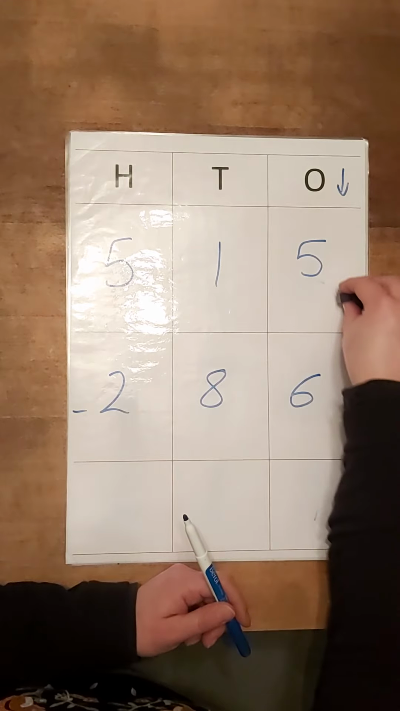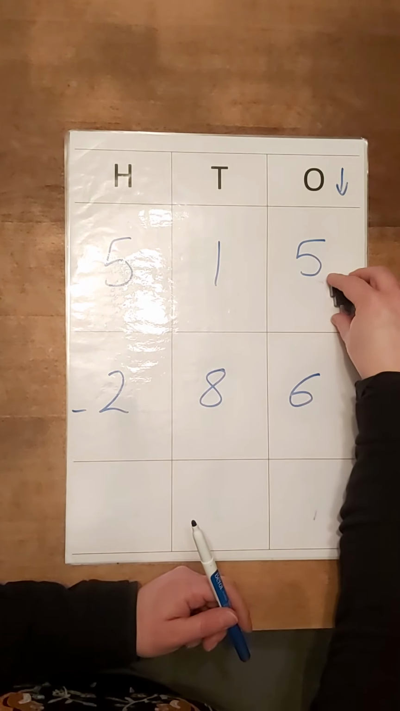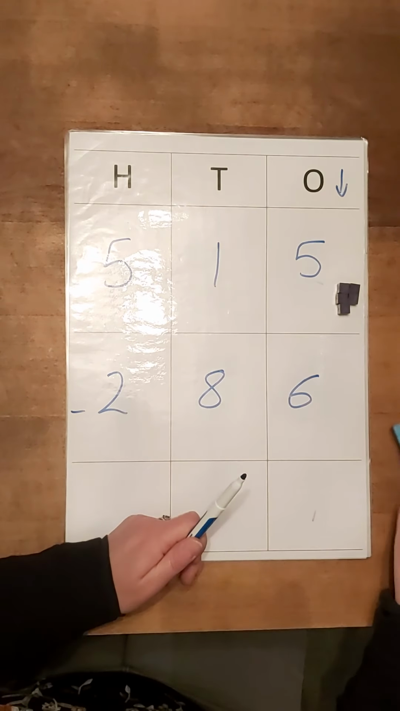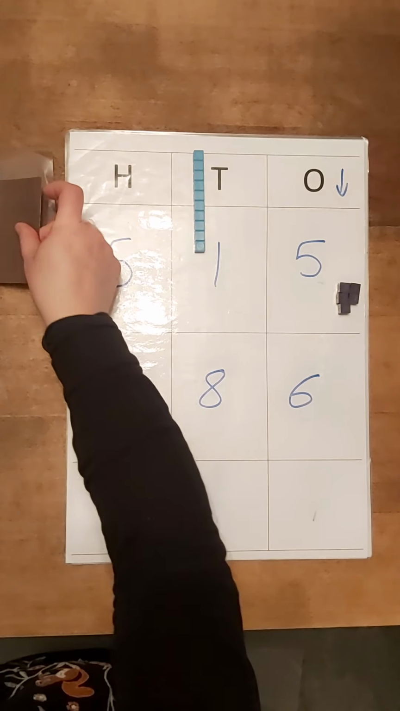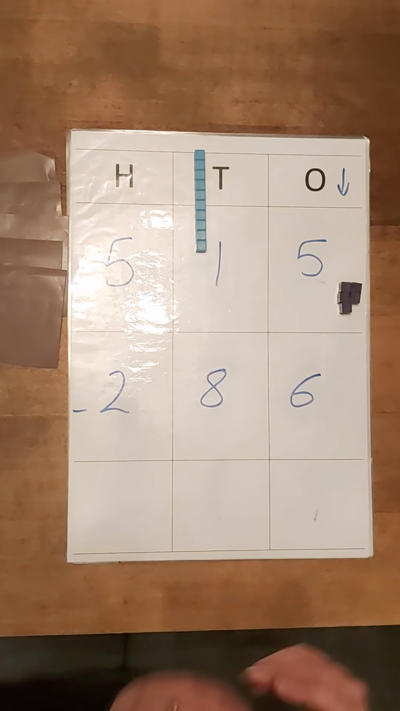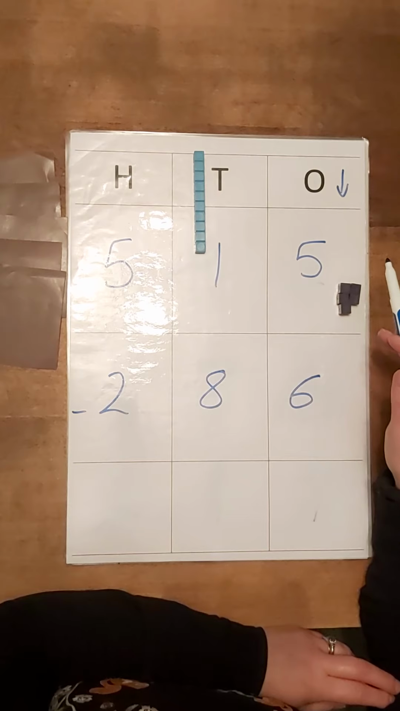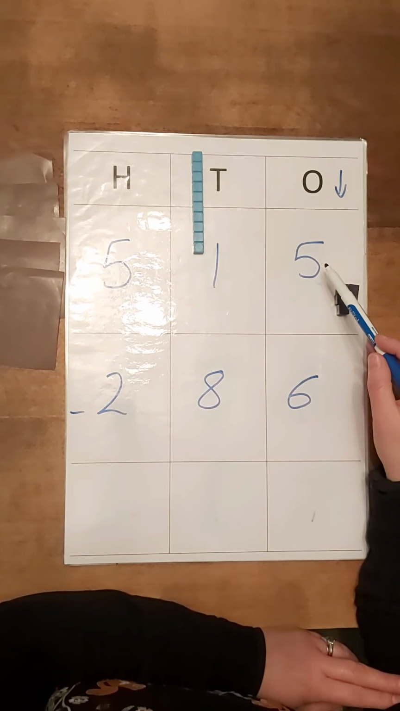So let's have a look here. So we've got our 515, let's have 5 ones here. We've got 110, and we've got 500. So 1, 2, 3, 4, 5. So we're always starting with the ones, and we're just going to do a column at a time and see where we get to. Okay, so let's start with the ones here.